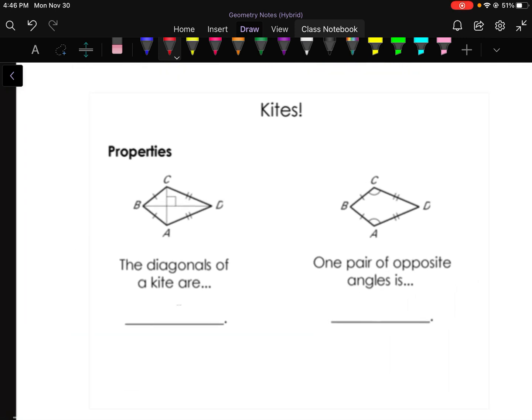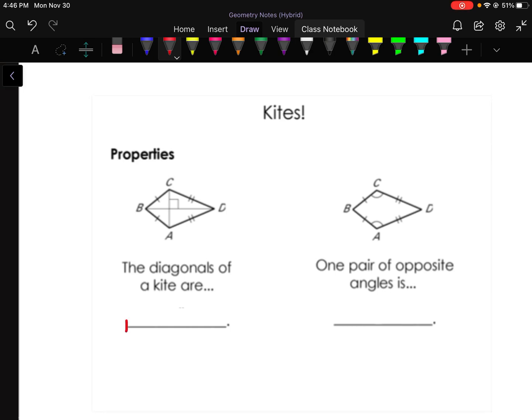Here are some kite properties now. So first of all, you can probably tell by this figure, but the diagonals of a kite are perpendicular. They form that right angle, and 1 pair of opposite angles is congruent. So in this example, A and C are the congruent angles.